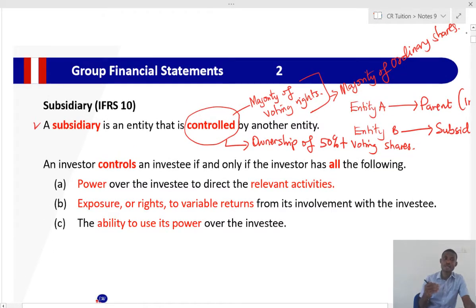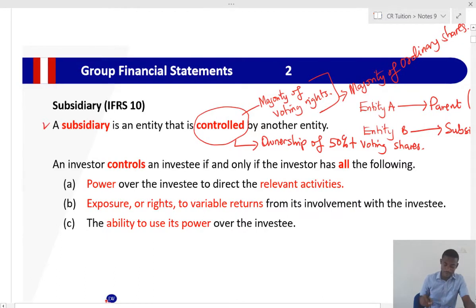We're saying that on the face of it, control in terms of absolute value means the investor who is a parent should own more than 50% of the voting shares. And by voting shares, we mean the ordinary shares on the face of it.